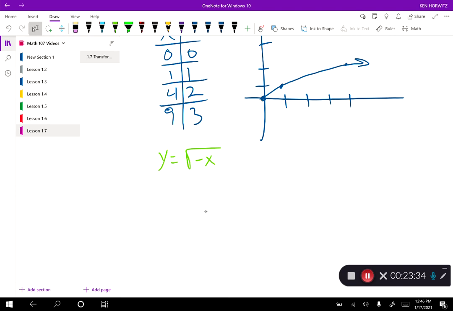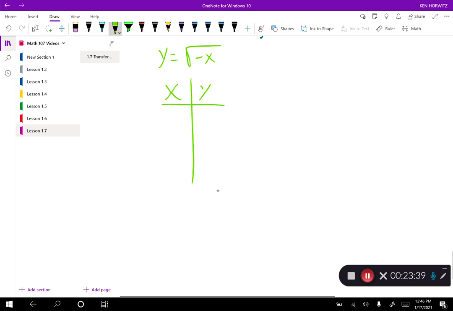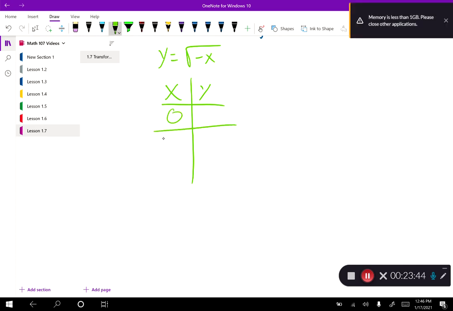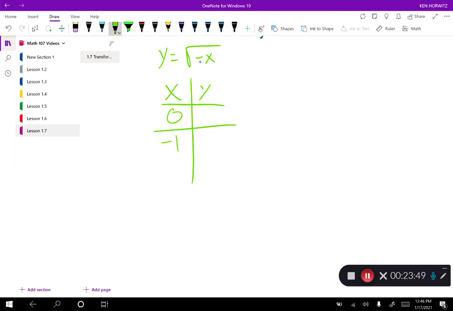So now when we do our table of values, basically what we're saying is that x can't be a positive number anymore, right? It has to be 0. It could be negative 1, because if it's negative 1, I'm multiplying times negative 1. Negative 1 times negative 1 is positive 1. And then I'm doing the square root. Remember, this is kind of like it's inside the parentheses, right? So that's 0. The square root of 1 is 1. The square root of negative 4, that's negative times negative, so the square root of 4 is 2.